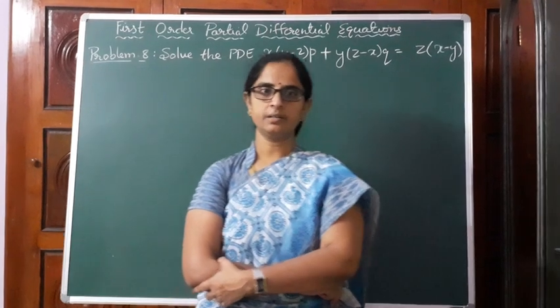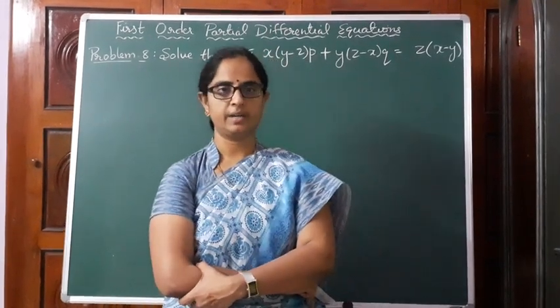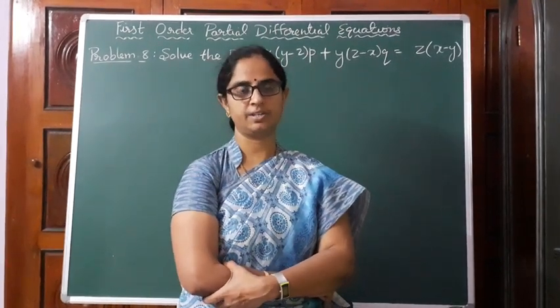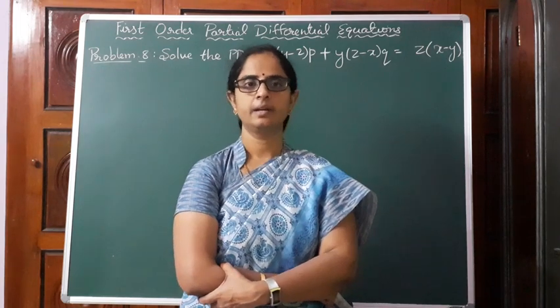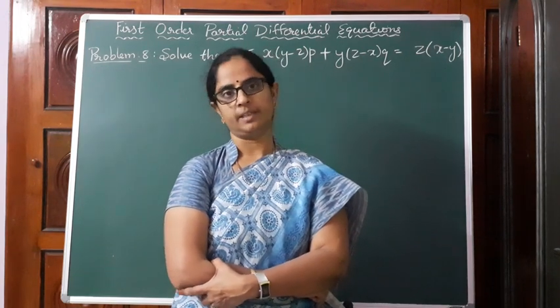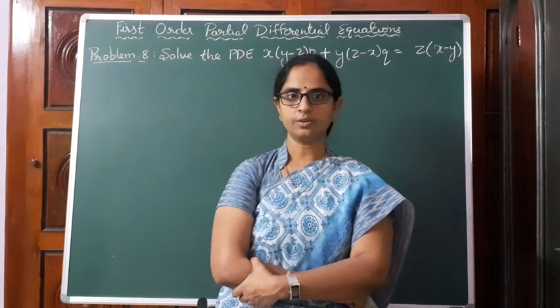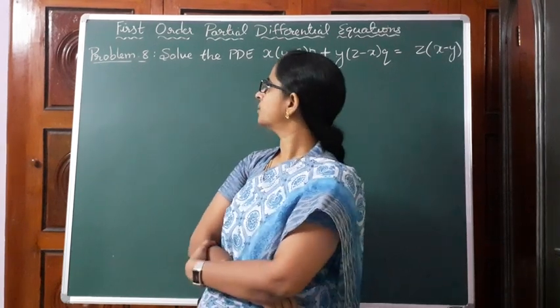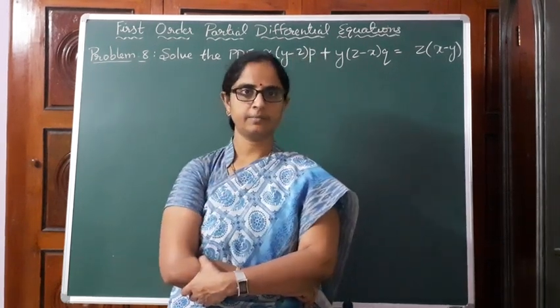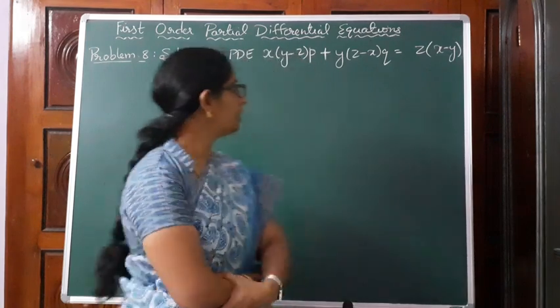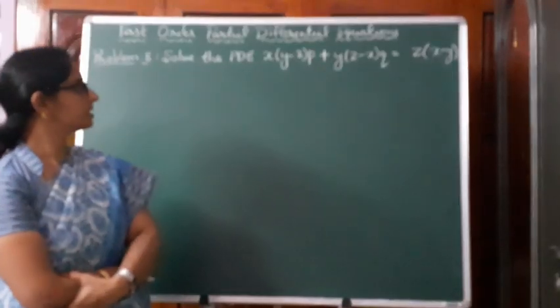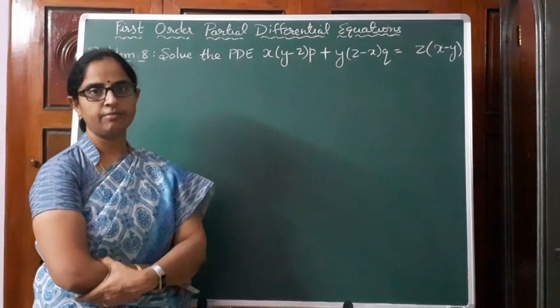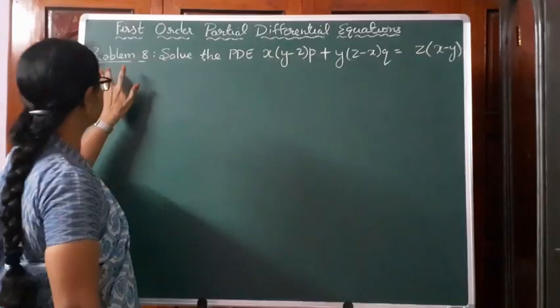In the last lecture, we solved some first order partial differential equations of Lagrange's type using method of grouping. In this lecture also, we will continue to work on the same concept. We will solve some partial differential equations using method of multipliers. So here is one example.